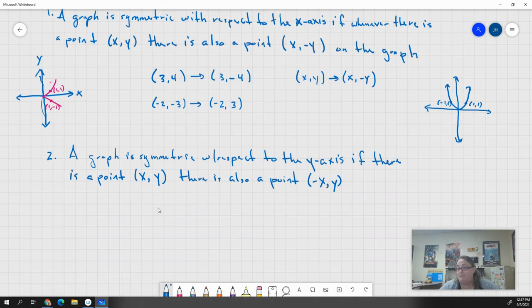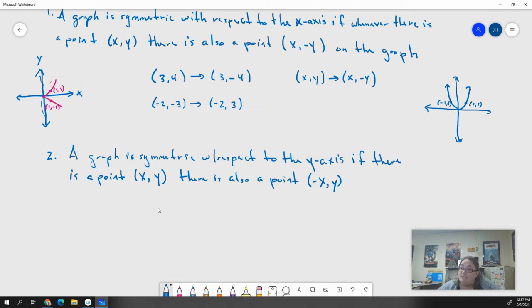The last thing that we can be symmetric about, or symmetric with respect to, we could say that a graph is symmetric about the origin, with respect to the origin. Does anyone know what the origin is?